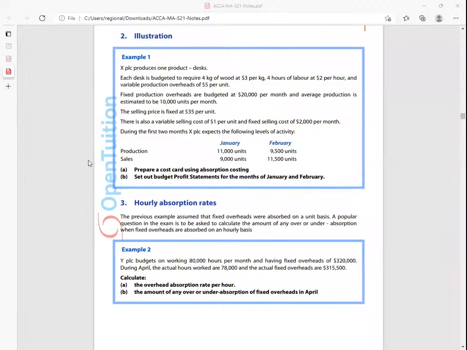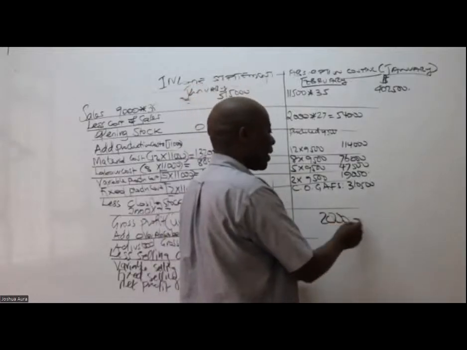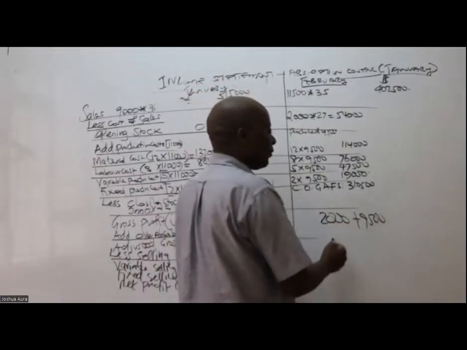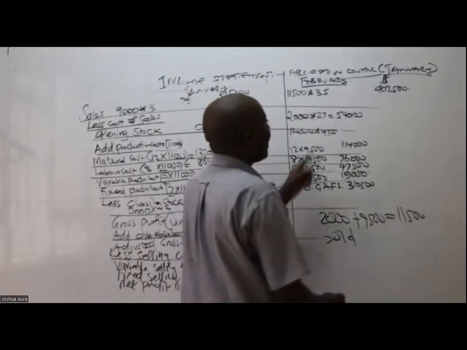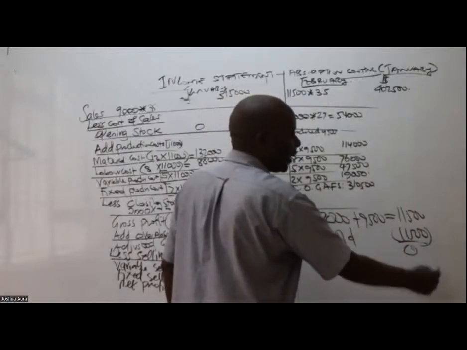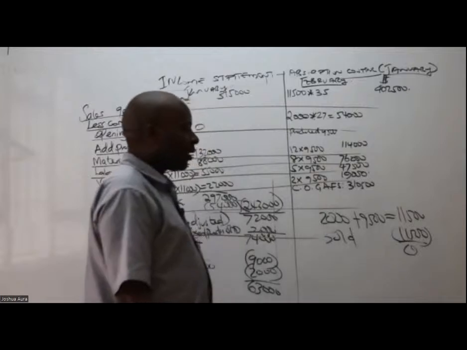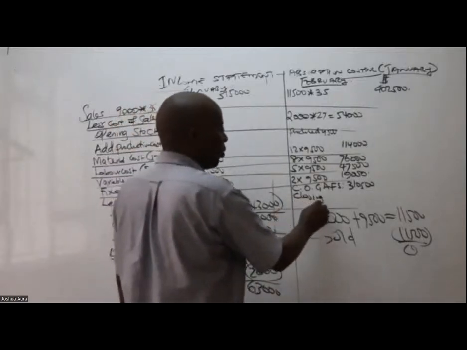Why? Because she's seen that we began the period with how many units brought forward? We had the 2,000 brought forward. And then we produced 9,500, which gives us 11,500. But we ended up selling 11,500. So it means that we had nothing for closing. So closing here is 0.